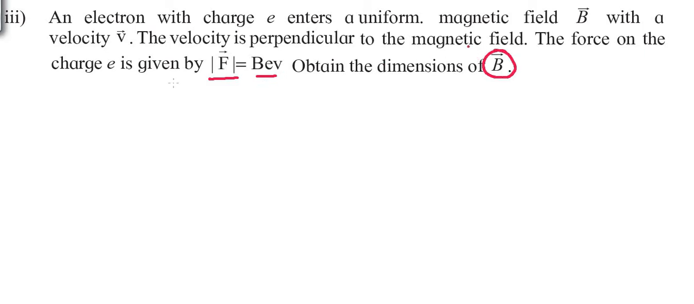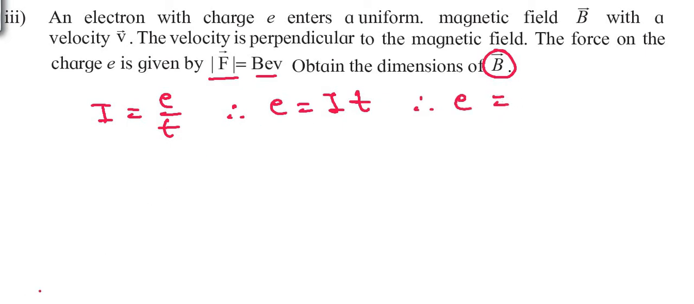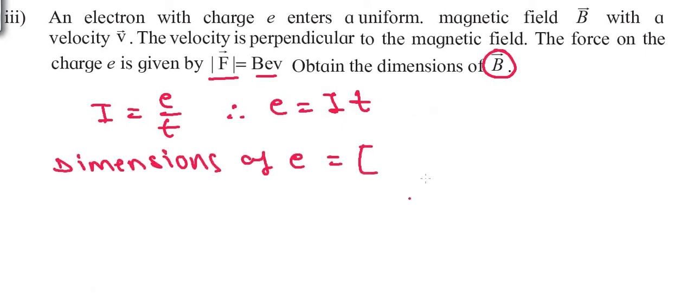Now first we'll write the definition of current. Current is defined as rate of change of charge per unit time. That is I equal to e upon t. Therefore we can write e equal to I into t, and therefore the dimensions of charge are current raised to 1, I raised to 1, and t raised to 1, time raised to 1.